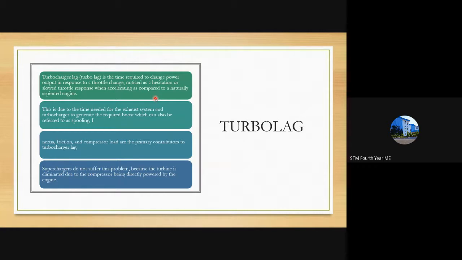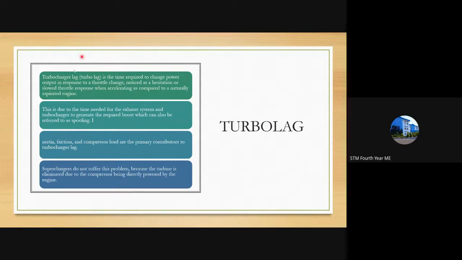Not a significantly powerful turbocharger, but a smaller one. You can see in such vehicles that the turbocharger activates at about 2000 RPM to 3000 RPM. Not immediately, but a powerful turbocharger will start even at a lower gear, that is, in first gear itself the turbocharger activates. But in smaller engines, turbocharger lag can be significantly observed.